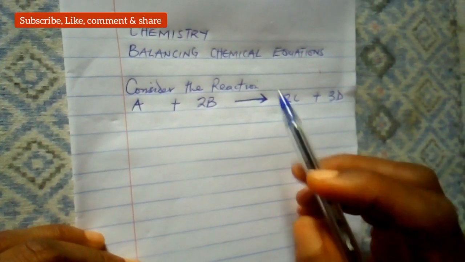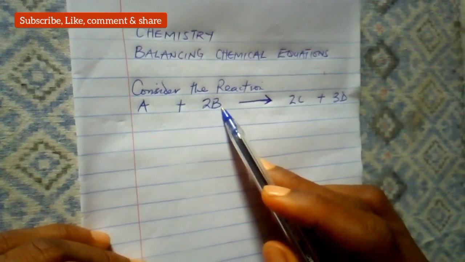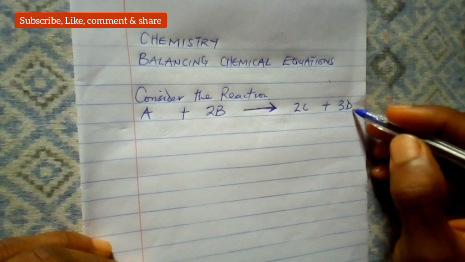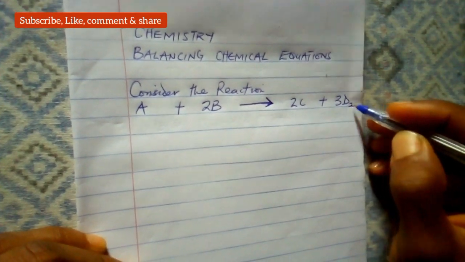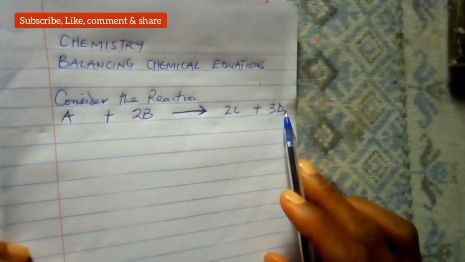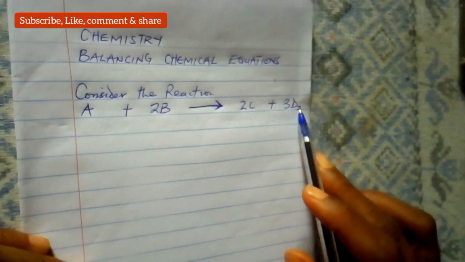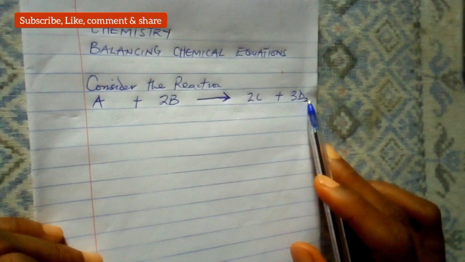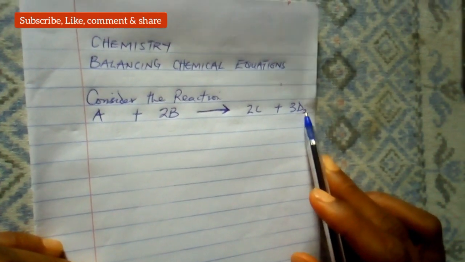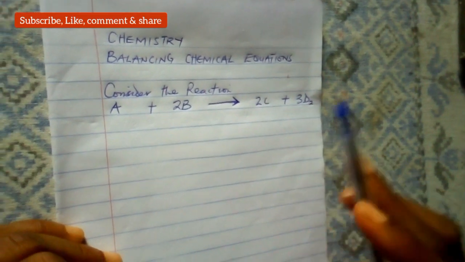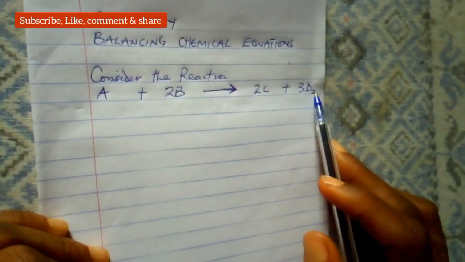And many times we could have subscripts attached to our elements, always found at the base. For example, let me add a 2 here, so this makes D2. It makes it a molecule. So many times when we balance equations, we do not tamper with the subscript. Whenever you see a subscript, you don't tamper with it.